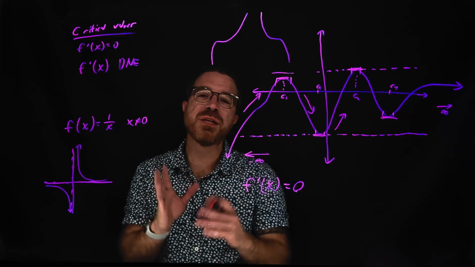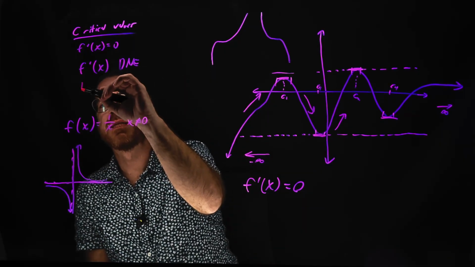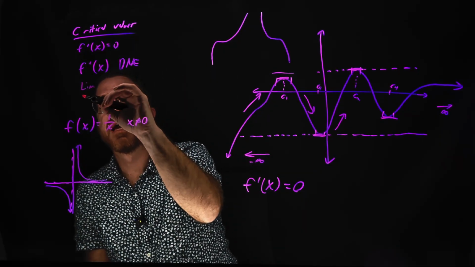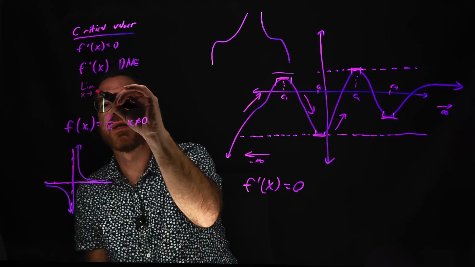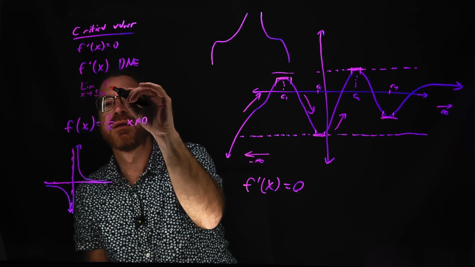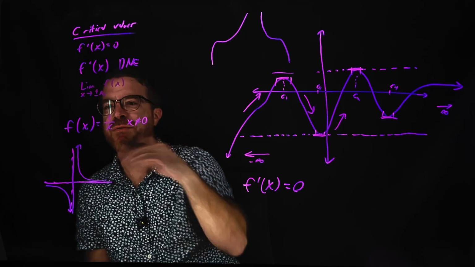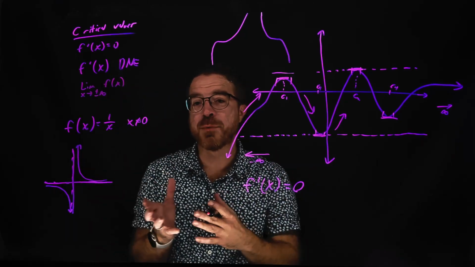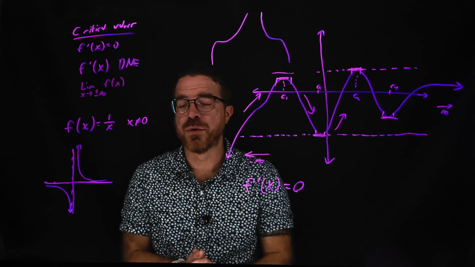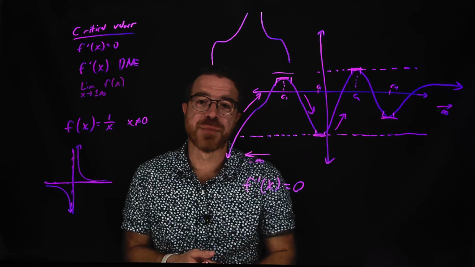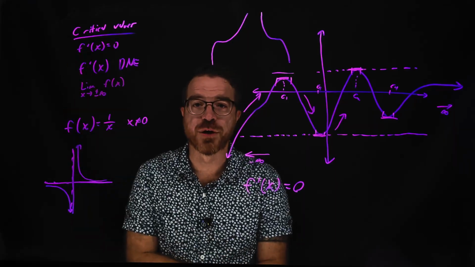And then last, we do need to consider what is the behavior of our limits as x goes off to plus or minus infinity on our function, right? So what's happening with our function as we go off to infinity? We need to see what that behavior is to determine if we have a global or a local maximum or minimum for any possibilities that we find based on our critical values.